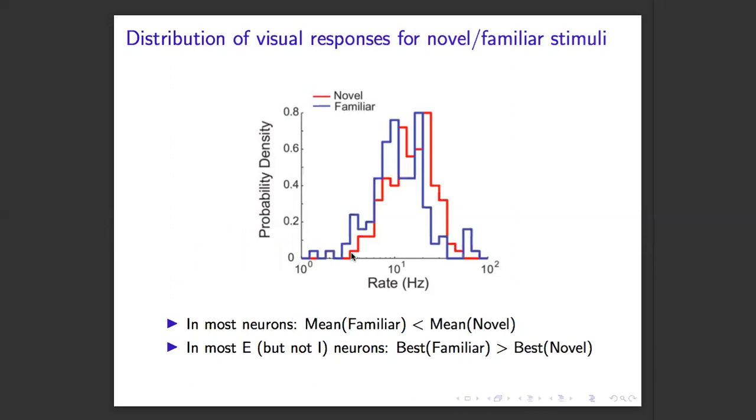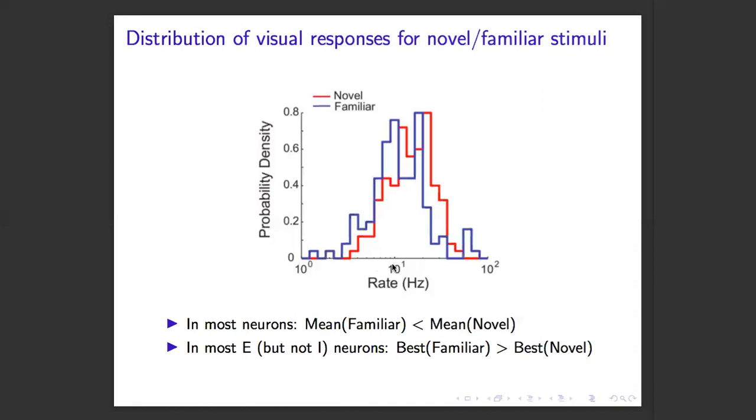And for this particular neuron, we can plot a histogram of the visual responses to novel stimuli here in red and to familiar stimuli in blue. And what you can see when you plot these two histograms together is, the first thing you see is that typically the familiar responses on average are lower than novel responses. In fact, it almost seems that the blue histogram is shifted to the left compared to the red histogram.